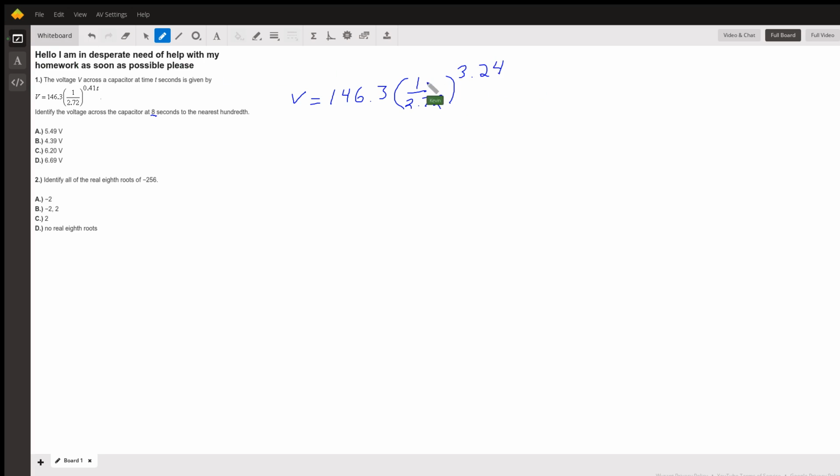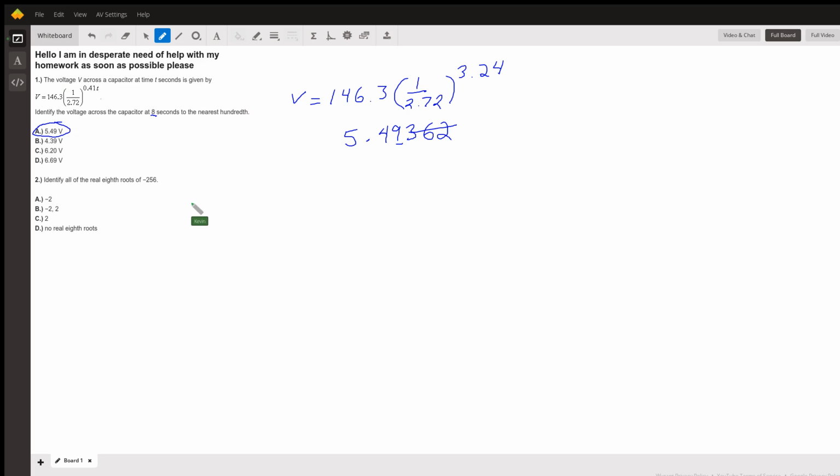And if you were to get your calculator out and raise 1 over 2.72 to the power of 3.28 and multiply that by 146.3, you're going to come up with the answer of 5.49362. And in our question here, we're asked to round it to the nearest hundredth. So we're going to drop that, and we're going to be left with 5.49. And as we can see here, that is one of our choices, and that's the answer to number 1.